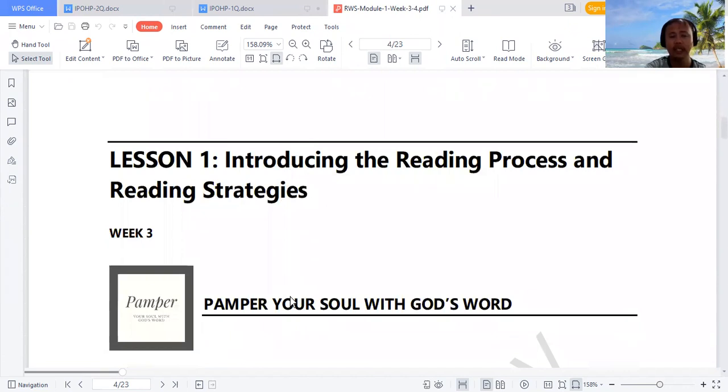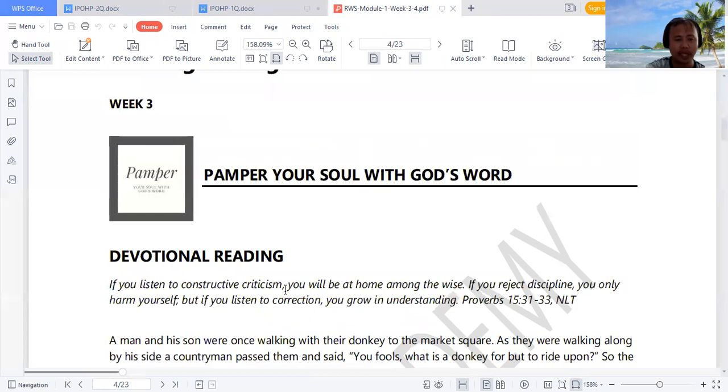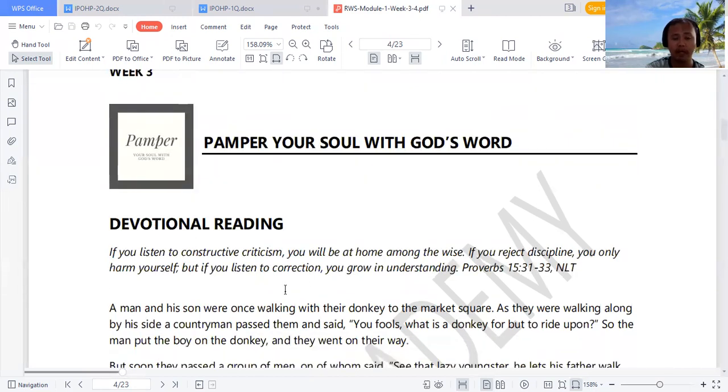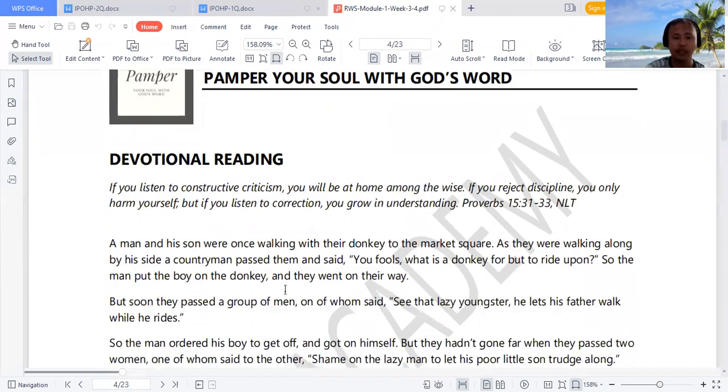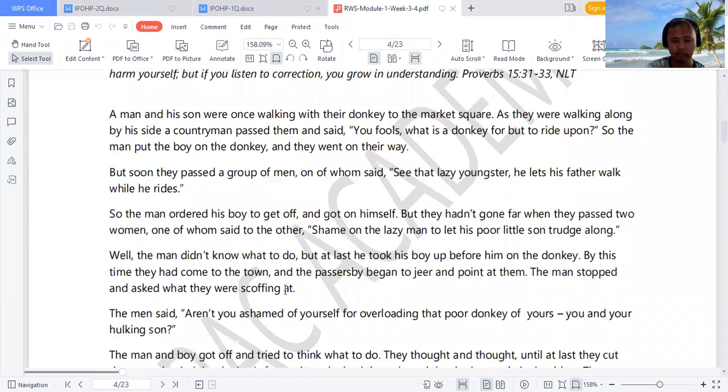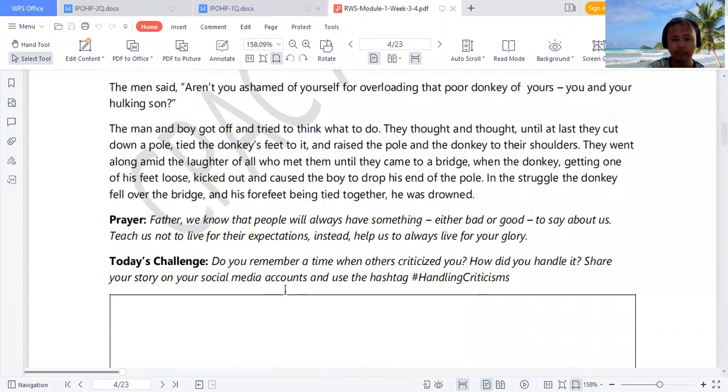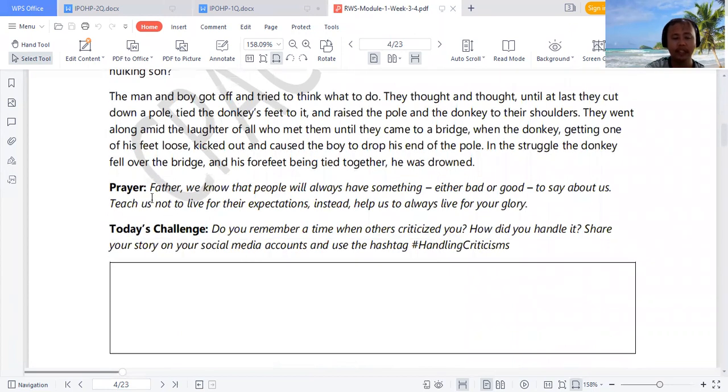Okay, so lesson 1, this is the lesson for week 3: introducing the reading process and reading strategies. All right, so as I've said, when it's PAMPER, what is that again? It's the devotional part. So you're going to read the devotional. Okay, and then there's a prayer here. You have to read this.